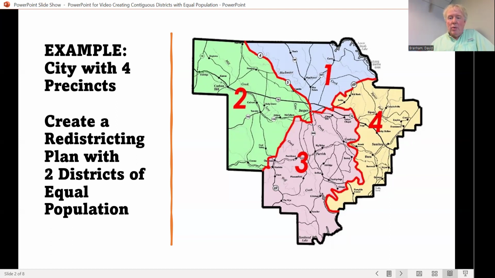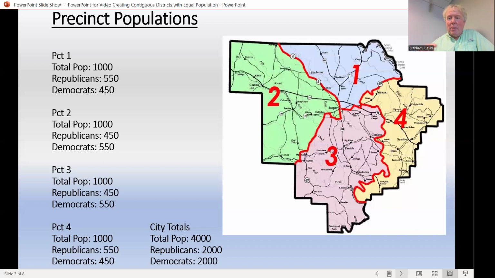But we're going to start with equal population and look at the population of the precincts. So we see here that precinct 1 has 1,000 people, the same with precinct 2, precinct 3, and precinct 4. And so the city has a total of 4,000 people in it. And that means if we're going to create two districts, they should have about 2,000 people each. And we also should not be splitting our precincts when we create districts.